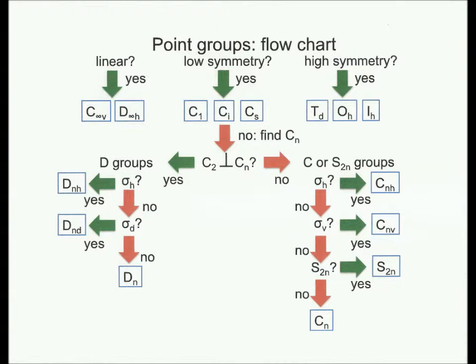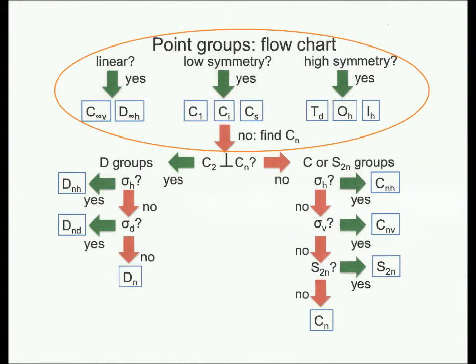So given distinguishing characteristics of the point groups, we can construct a decision table, or in this case a flowchart, that will help us assign molecules to point groups. So the first determination that we make is whether or not a molecule belongs to one of the special groups of either high or low symmetry. These molecules are generally easy to recognize.